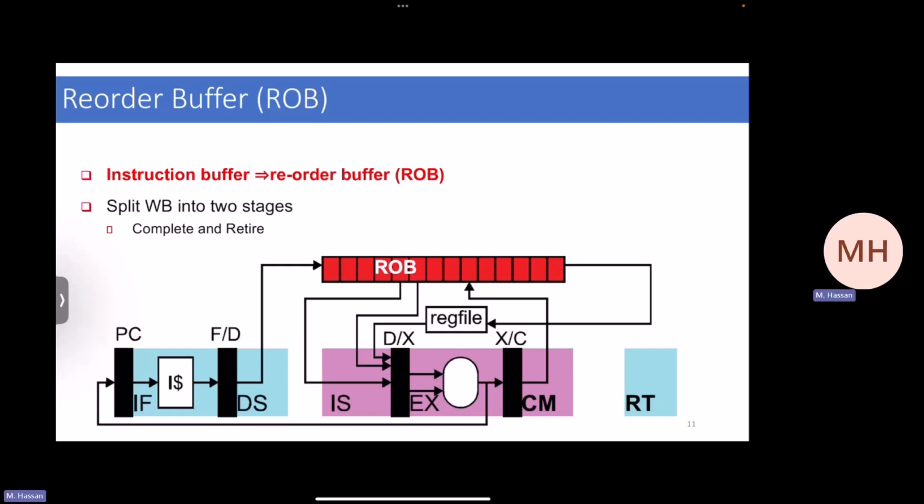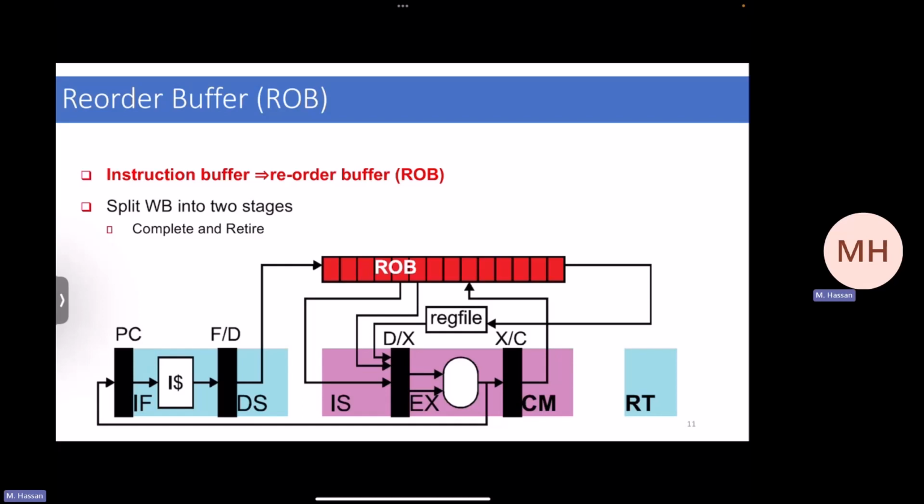Good. So we fetch in order, we retire in order, but in the middle we execute out of order. This is the trick of how out-of-order execution increases performance while solving the problem of precise state. Questions? Good. So right now, by splitting the write back state into two, complete and retire.